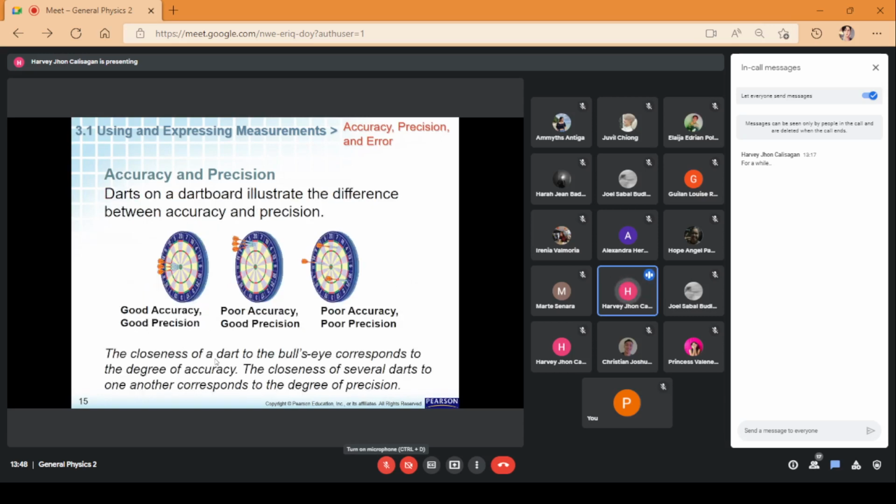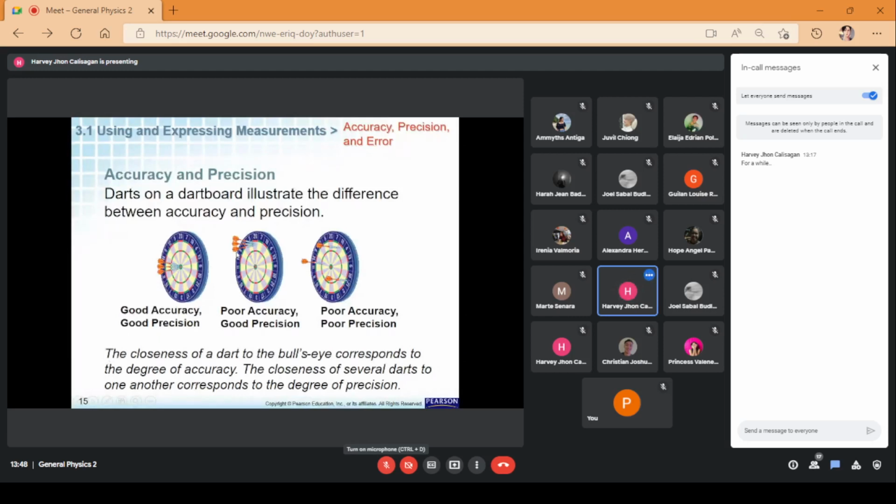Okay, the best example for that is the dart. We have a dartboard here and we have these darts. As you can observe, most of the darts or arrows here are in the circle. Okay, it is a bullseye. So it has good accuracy and good precision. That's the interpretation of this one.